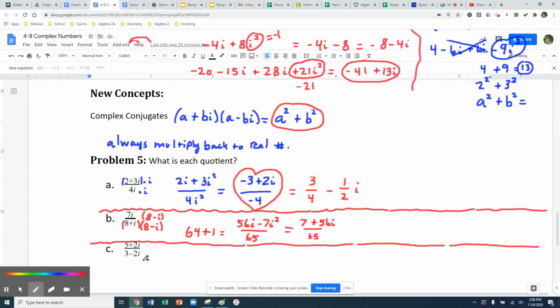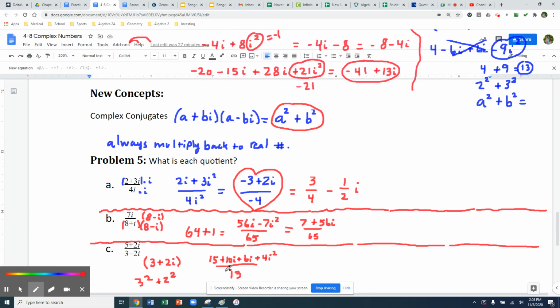So looking down at C, I'm running out a little bit of room here, but we're going to multiply both our numerator and denominator by the conjugate, which is 3 plus 2i. Okay, and then I'm going to pause here, and you can try it on your own, or I will come back and we'll work through the rest of the problem.